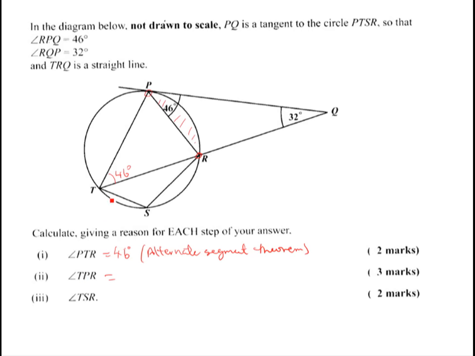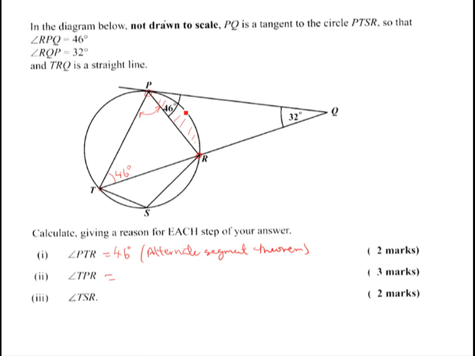Next one, angle TPR. So angle T going to P, and you turn at R, and that should be right here. What is this angle right here, angle TPR? We need to take a little time to think about that. If you look at this angle here, it's part of a triangle for sure. So we need to do a little thinking about it.